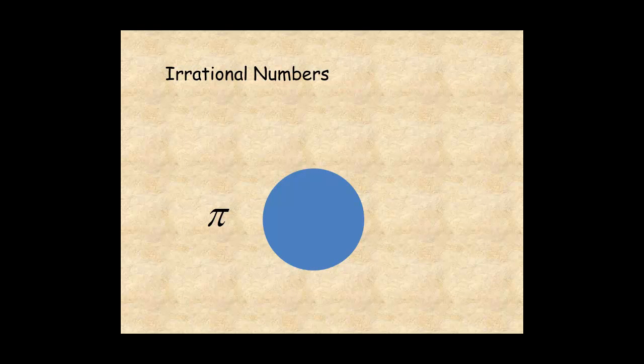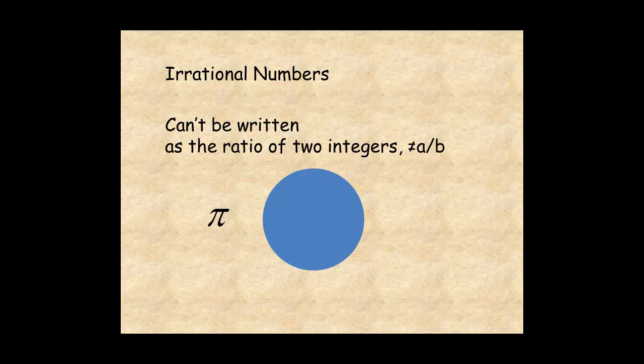There's another set of numbers you may not know about. Irrational numbers are numbers that can't be written as the ratio of 2 integers. Irrational numbers can be defined and described, but they can't be written down with the digits we use for rational numbers.